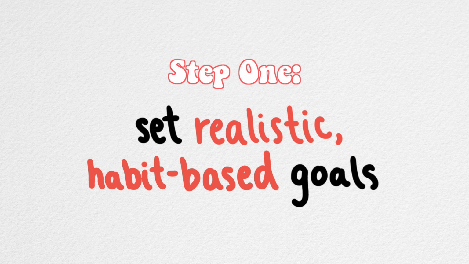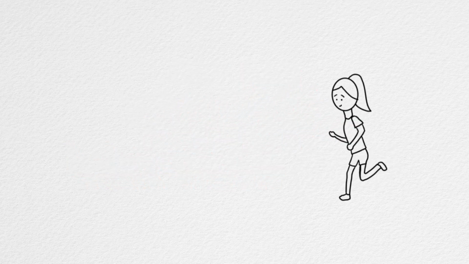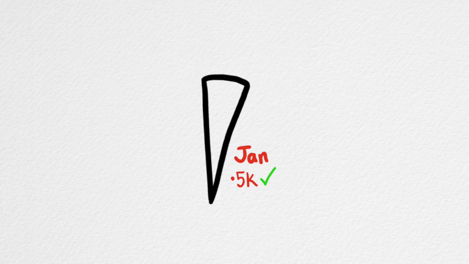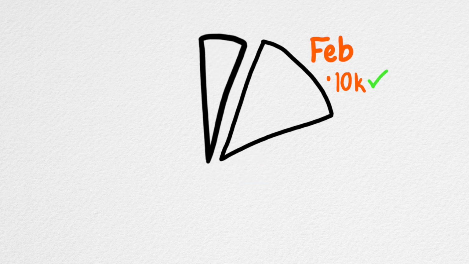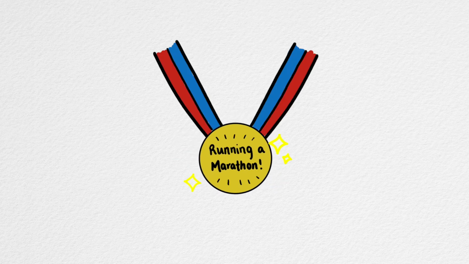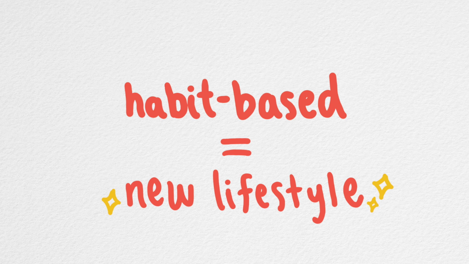The first step is to set realistic, habit-based goals. So what does this mean? Realistic means breaking big goals like running a marathon or doing a pull-up into small steps, like being able to run 5K by the end of January, then 10K by the end of February, and so on. Habit-based means developing a sustainable new lifestyle.